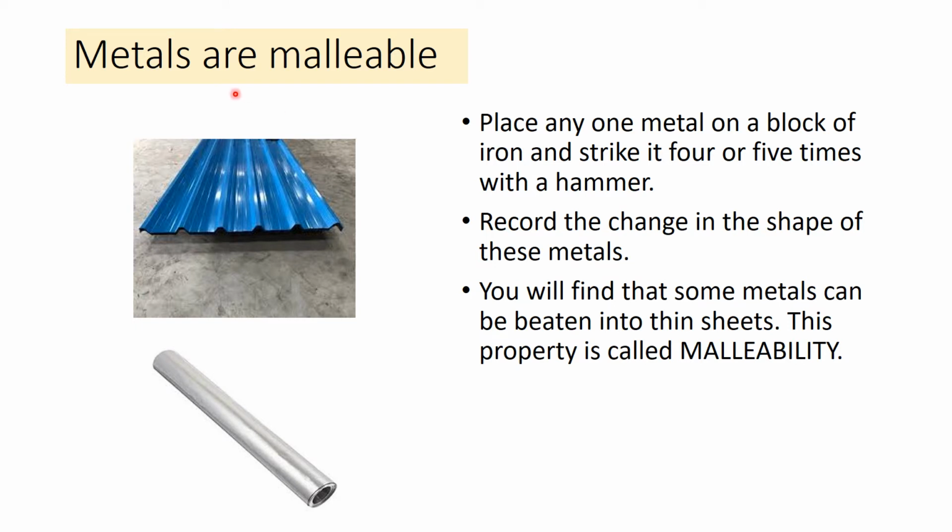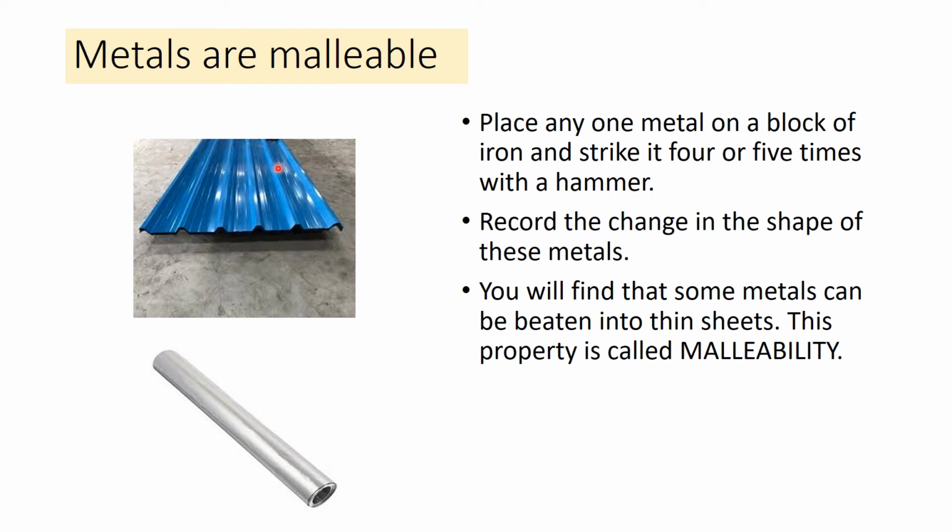Next, metals are malleable. If you strike a metal with a hammer, you can see that it can change shape. It can change into a thin sheet. Many metals are like this. When you beat it with a hammer, it changes into a sheet, and this property is called malleability. So we can say that metals are malleable.